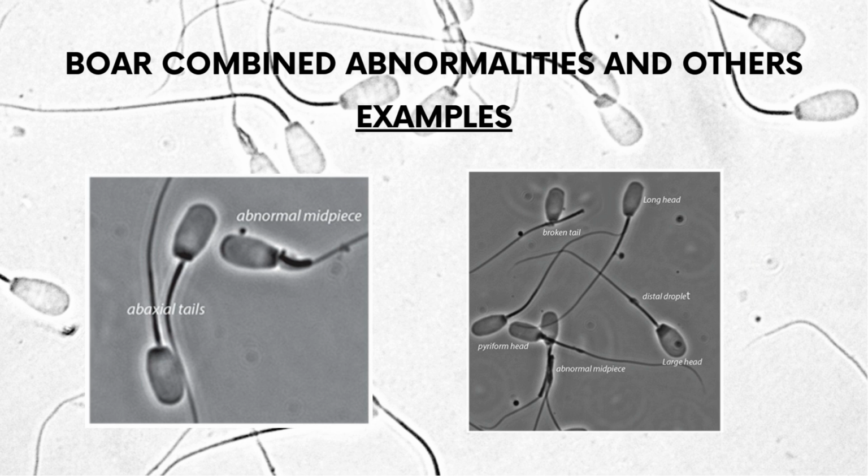In this slide, we observe a range of abnormalities. Picture 1 presents sperm with abaxial tails and an abnormal midpiece, both of which could affect motility. In Picture 2, we see several types of defects, including a broken tail, elongated tail, pyriform head, and a sperm with an abnormal midpiece. Additionally, there's a sperm with a large head and distal droplet, highlighting the variety of structural abnormalities that can occur.